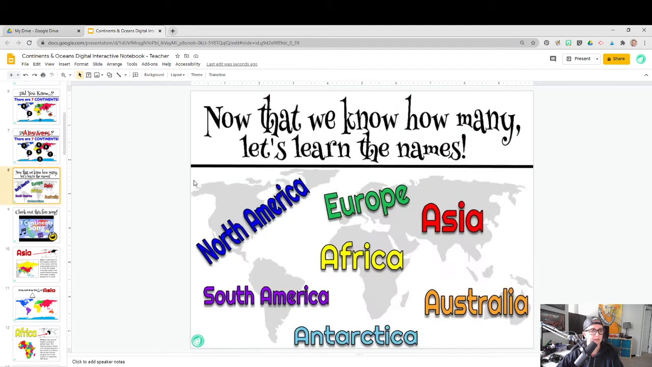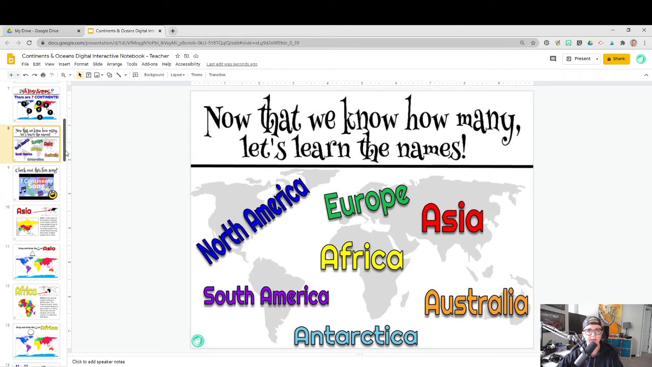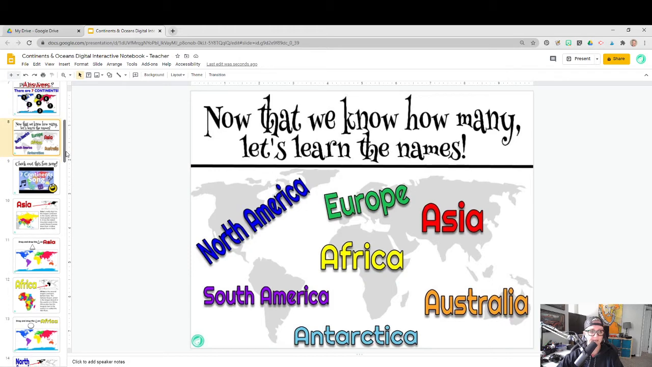And then we're moving on to the names. So now that they know how many continents we have, let's talk about the names. So I've got all the names here and they are color coded. Each continent will have a different color, and then that color stays consistent throughout the slides. So North America is always going to be this blue color.